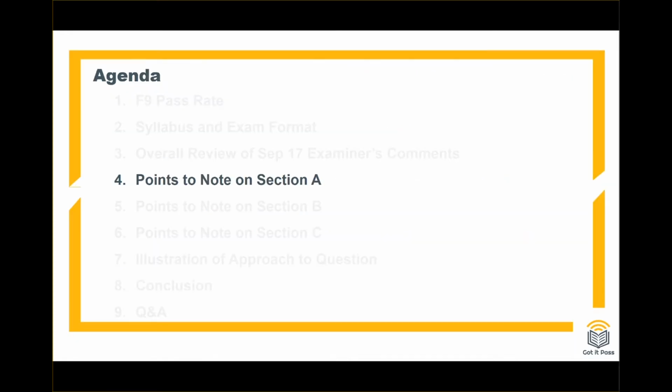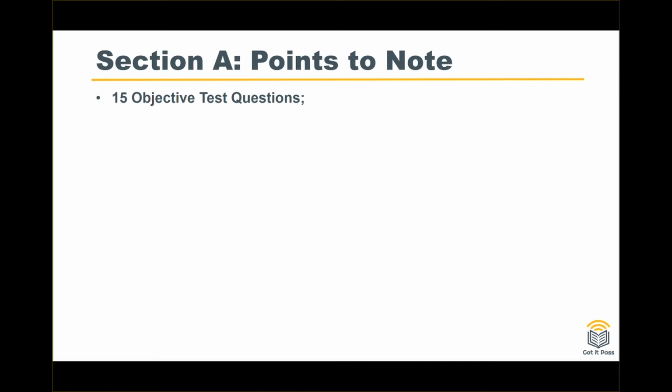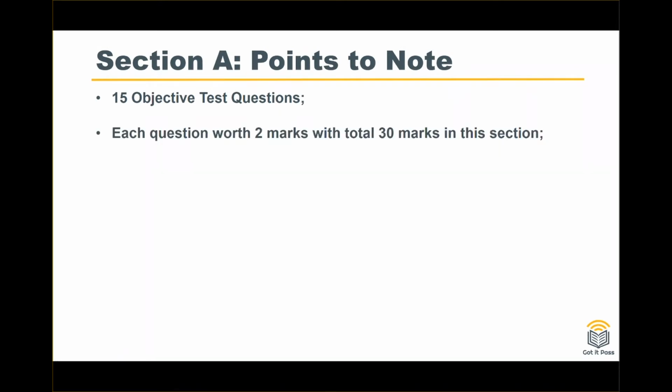Okay, so we go into details for each section. Section A. That's 15 objective test questions. Each question worth 2 marks, with total 30 marks in this section.